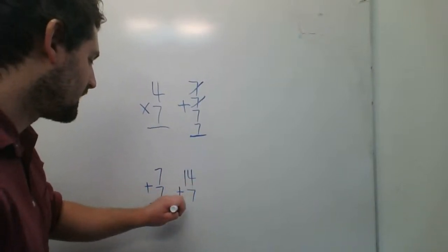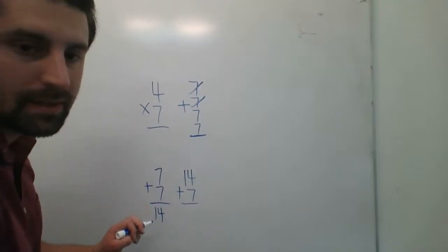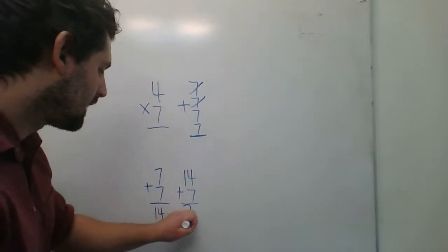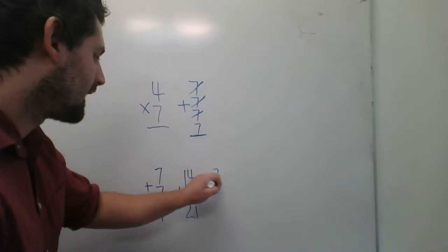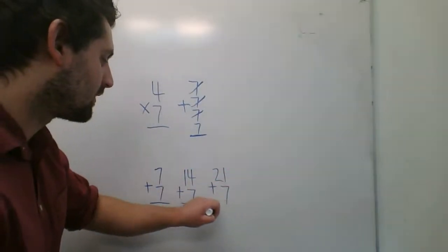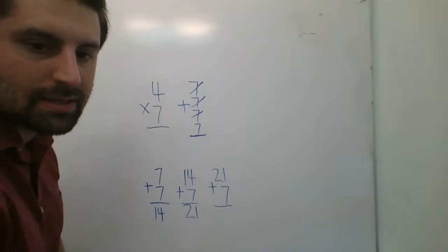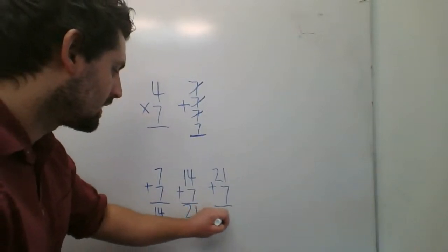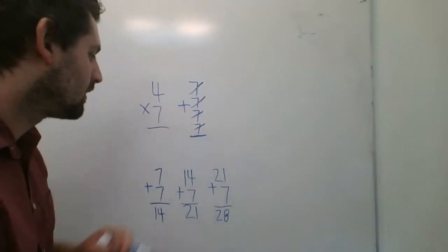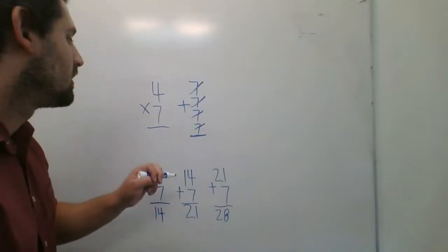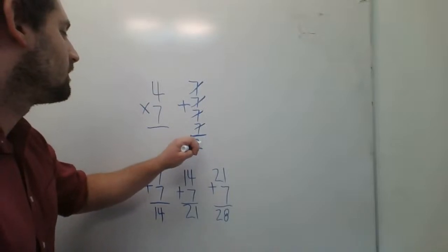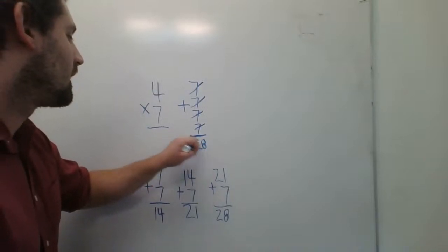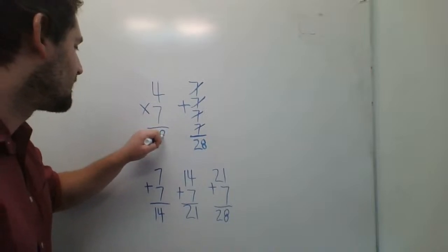Next, we have 14 plus 7. 14 plus 7 equals 21. I just added 7 three times. Next, 21 plus 7. We keep going up by 7. 21 plus 7 equals 28. So I have just added the number 7 four times. And 4 times 7 equals 28.